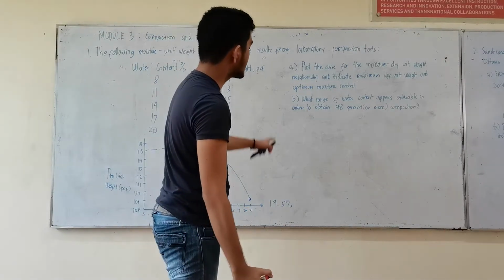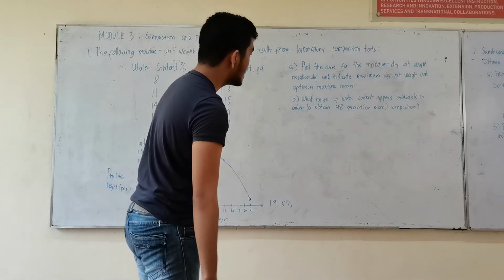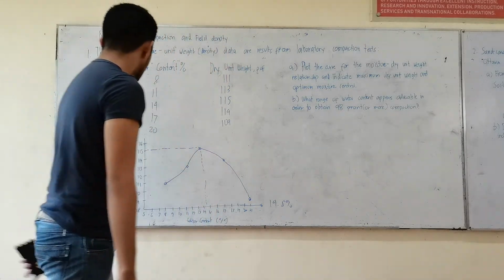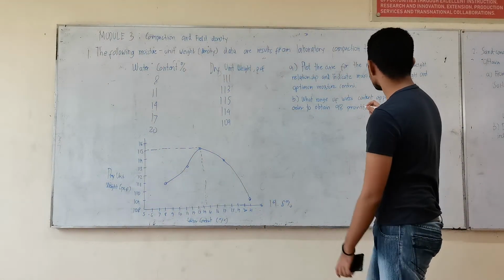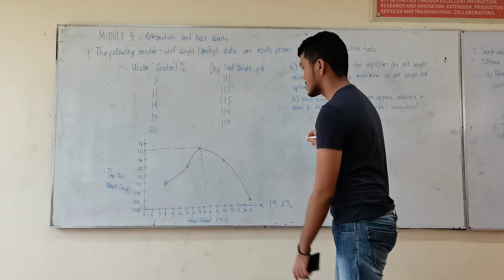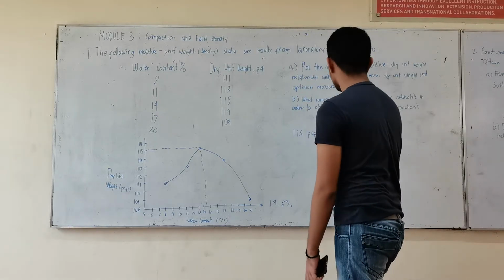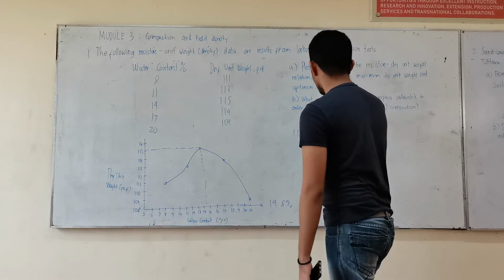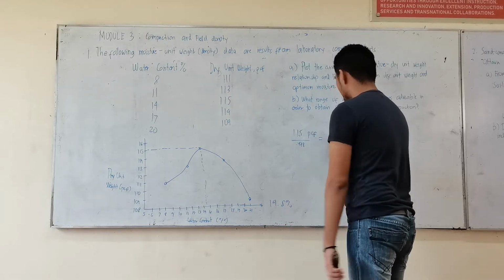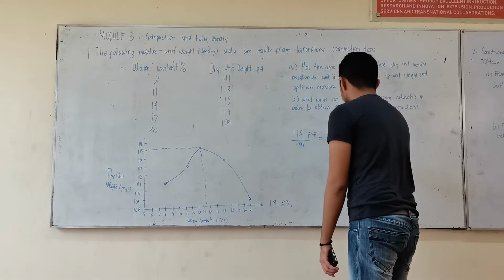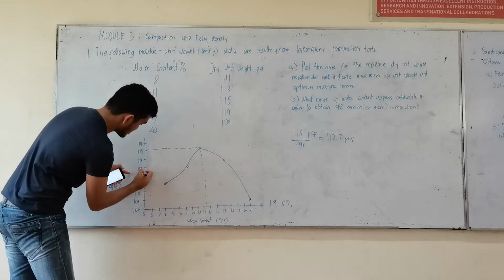So moving on to the next problem: what range of water content appears advisable in order to obtain 98% or more compaction? To get this, we need to divide the maximum dry unit weight, which is 115 pounds per cubic feet, by the decimal form of 98%, which is 0.98. Now we have 112.7 PCF. So that will be around here.